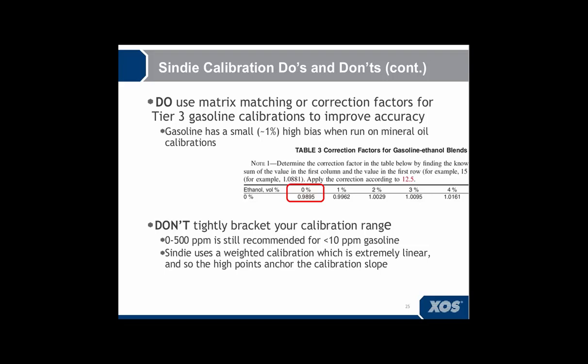Don't tightly bracket your calibration range. I know that traditional XRF does call for that. We do not recommend that you bracket the calibration range tightly. We still recommend that you use a 0 to 500 ppm calibration, even if you're measuring less than 10 ppm gasoline. And why is this? The Sindie uses a weighted calibration. It's extremely linear. And so these high points actually anchor the calibration slope and provide a more stable calibration curve.